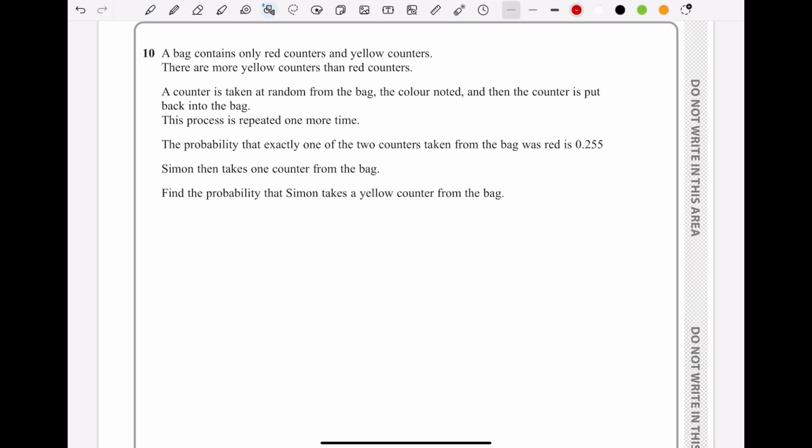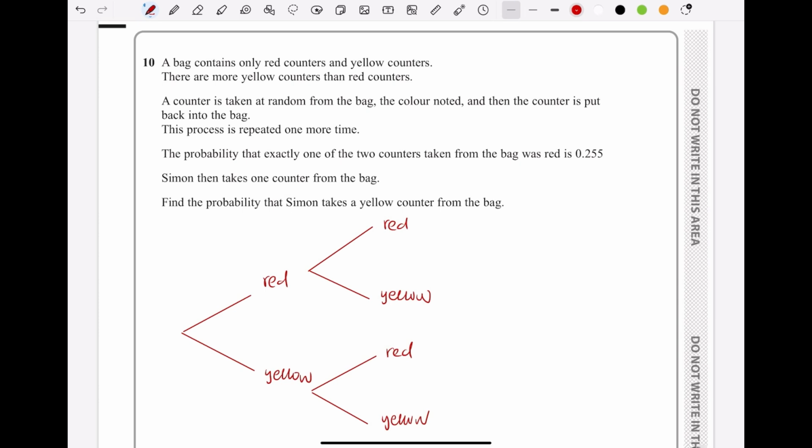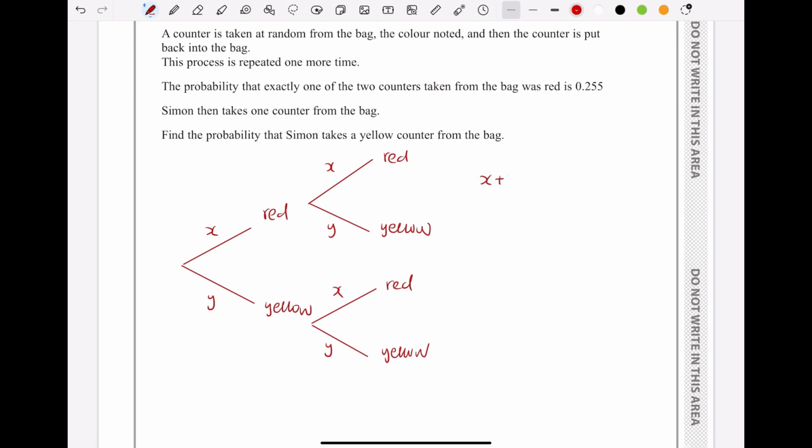First, let's draw a tree diagram. In this question, we are taking 2 counters, therefore we need 2 sets of branches. We know that there are 2 outcomes, red, yellow. In this question, we are not told how many counters there are or what the probability is to take a red counter, so we are going to call it x for the probability of taking red and y for the probability that we are taking a yellow counter. Because the counter is put back into the bag, the probability in the second round does not change. We know that x plus y needs to be 1 because the probabilities sum up to 1.